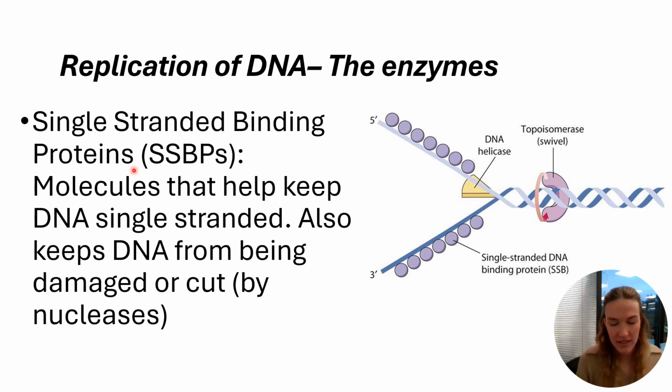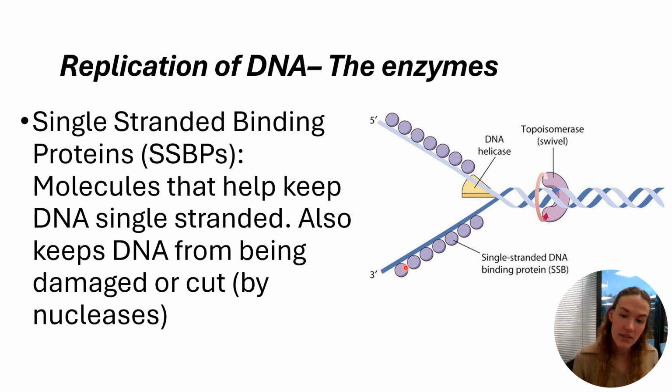Single-stranded binding proteins. So once helicase unwinds the DNA, well, DNA was double-stranded, but when helicase splits it, now these are effectively single-stranded. So these proteins bind the single-stranded DNA, and they do two really important jobs. The first one is that they prevent the DNA strand from coming back together. Remember, hydrogen bonds, they are weaker than covalent bonds, but they are still quite strong in terms of intermolecular forces. So these DNA strands are going to want to come back together.